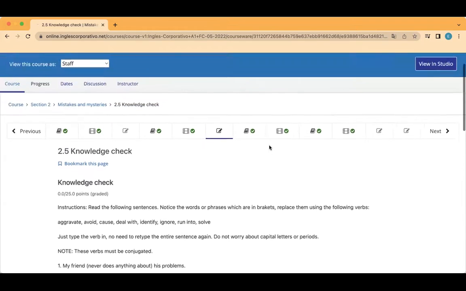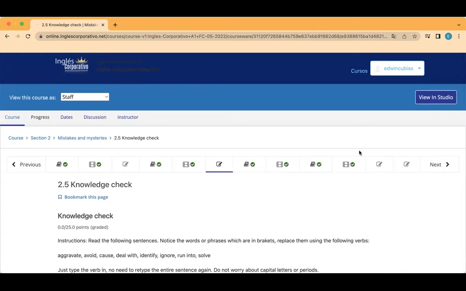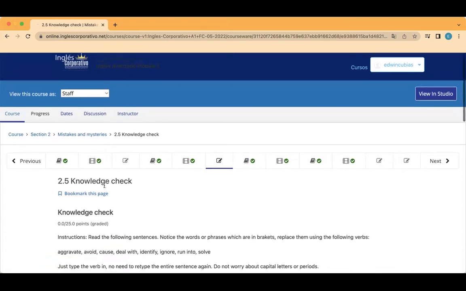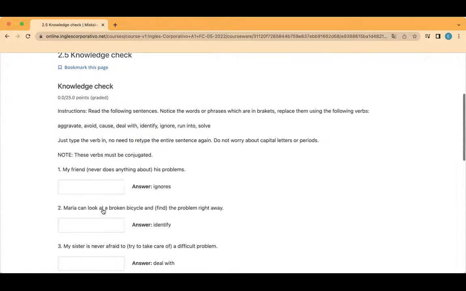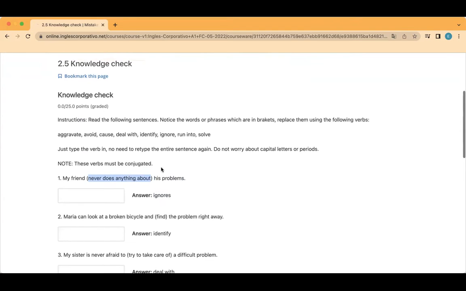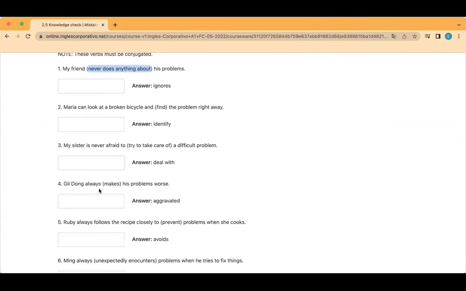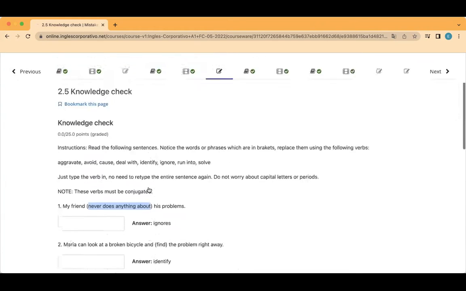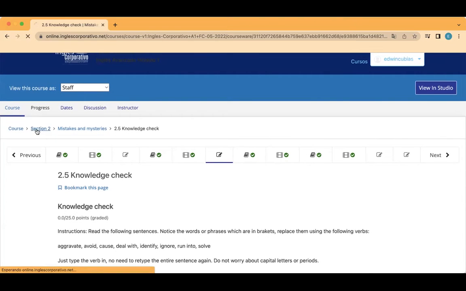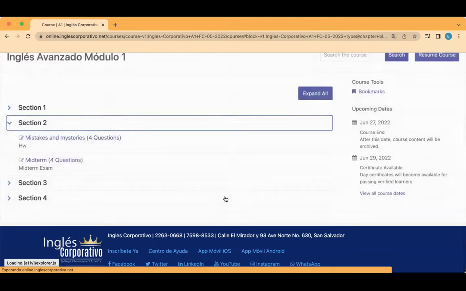Okay. It's okay? But why is that correct? Only in number four. Right there. Number four. No. Aggravating, because it says never does anything about. This is not aggravate. No, it is number four. Okay, always. Yes, I'm bad. Thank you. Aggravated. Yes. Okay. Thank you. You're welcome. Good. Any other questions?